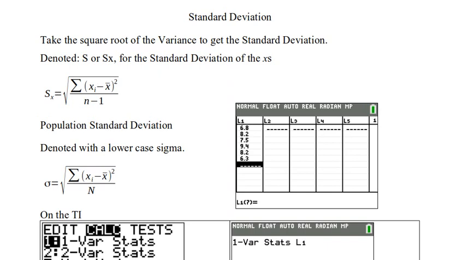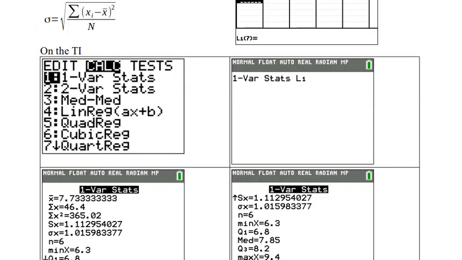Let's talk about how to do this on our calculator. If you wanted to, get out your calculator now, go into a list and load the data that's on the screen: 6.8, 8.2, 7.5, 9.4, 8.2, and 6.3. And then go into the stat menu and calculate. We're going to do one variable statistic, so that's number one, then press enter.